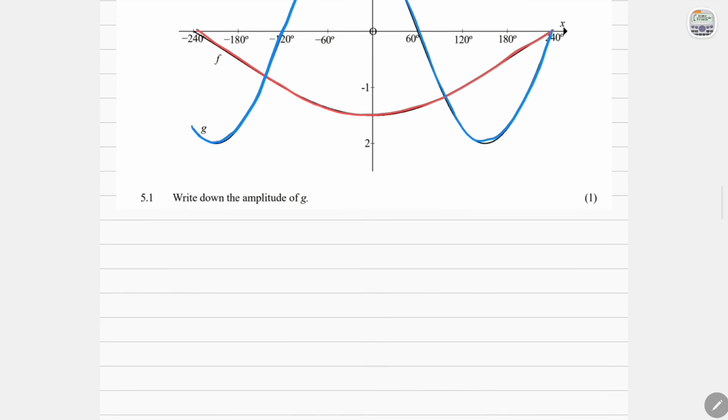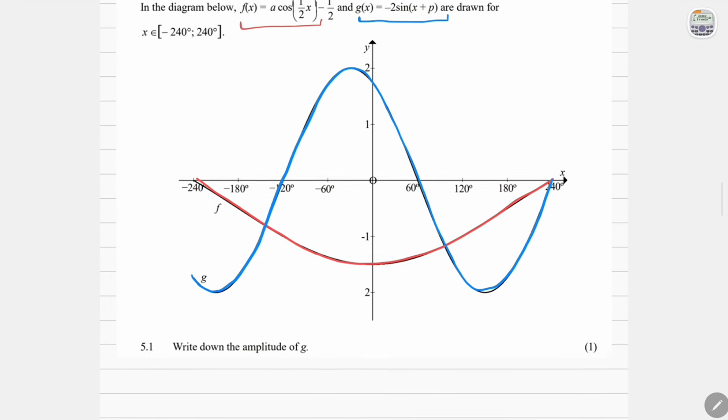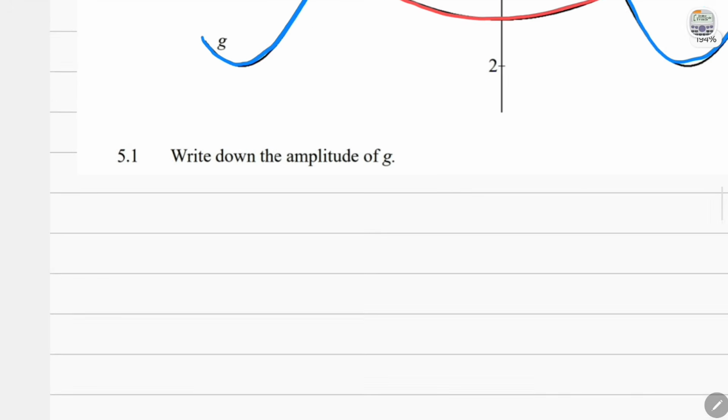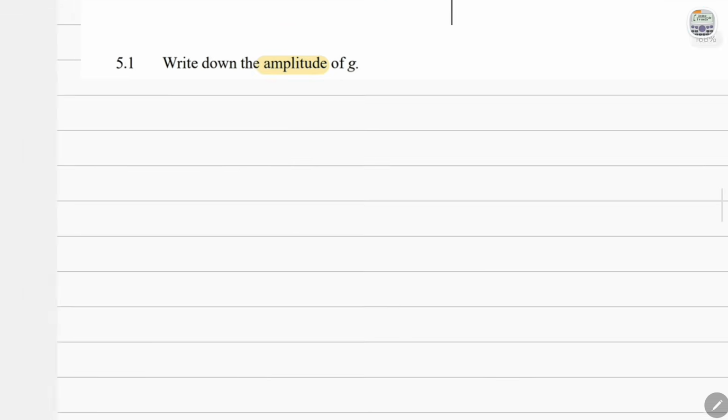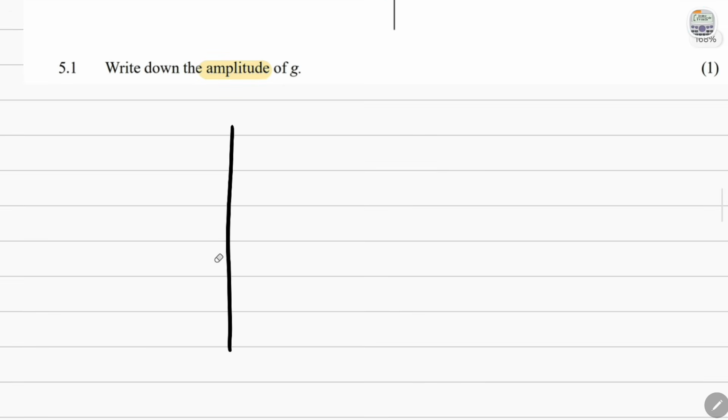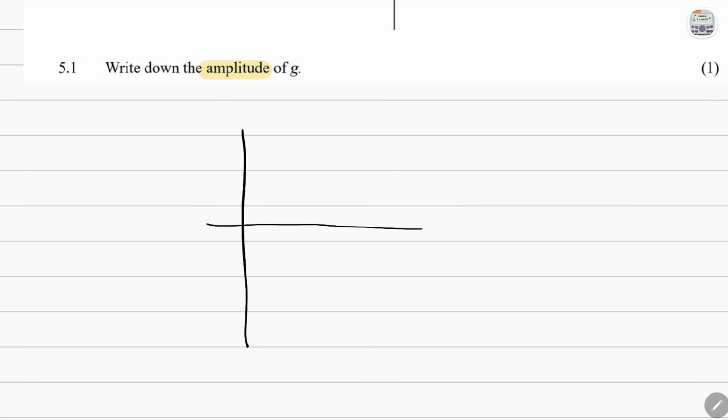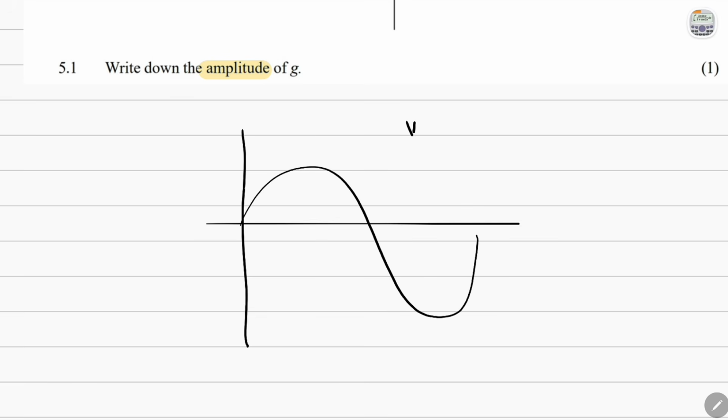And question 5.1 says, write down the amplitude of g. So the amplitude. You see, we can find the amplitude of a sine and a cos graph because of their curves. So the amplitude of a graph is the height of that graph from its midline. Okay, so from the middle. So if you see a sine graph and it just says y equals sine x, it depends on what is in front of that sine x. We can see here there's an invisible 1. So it means that the highest it reaches is 1 and the lowest it reaches is negative 1.